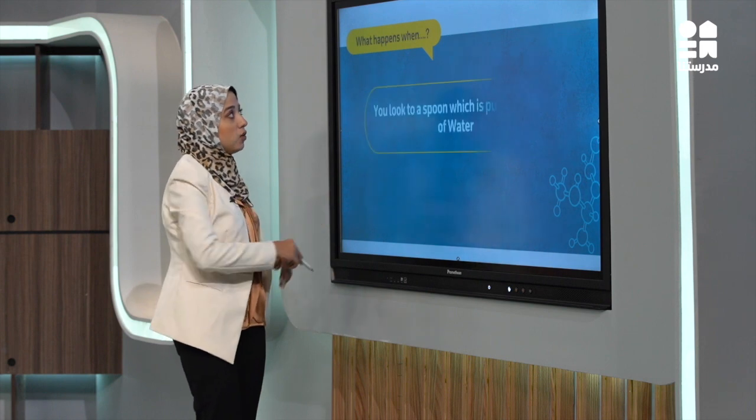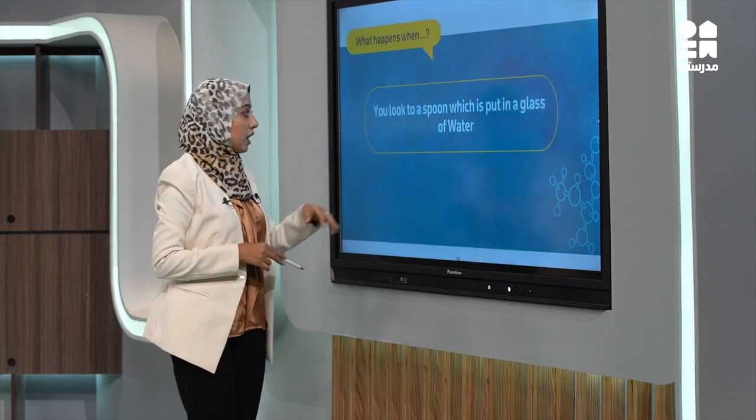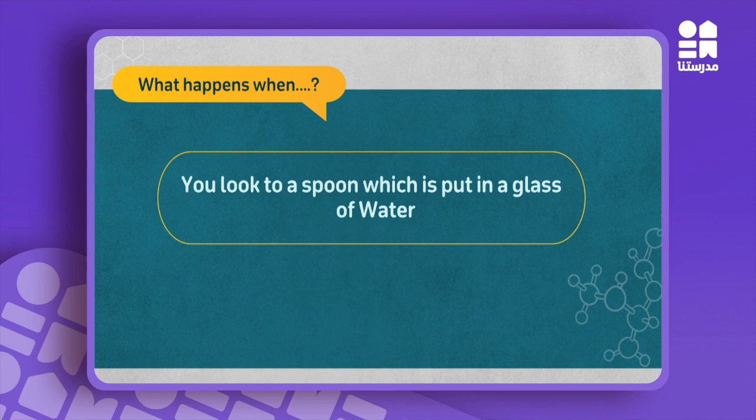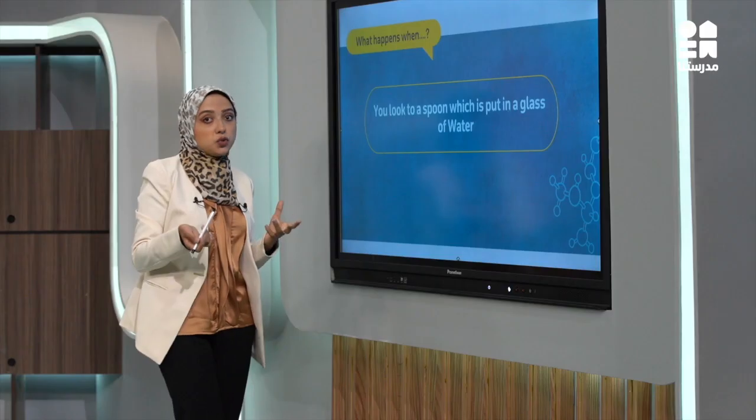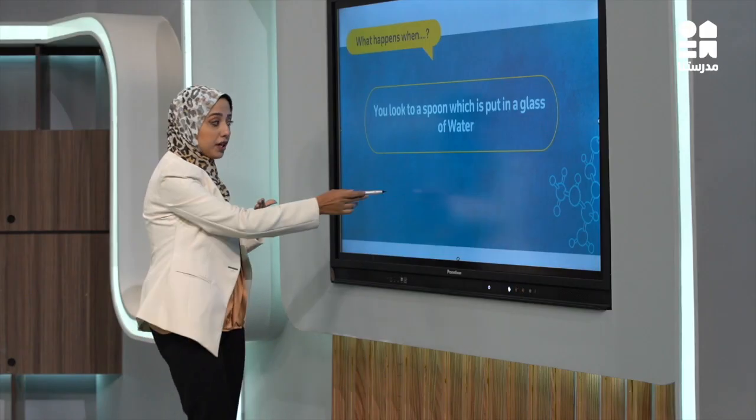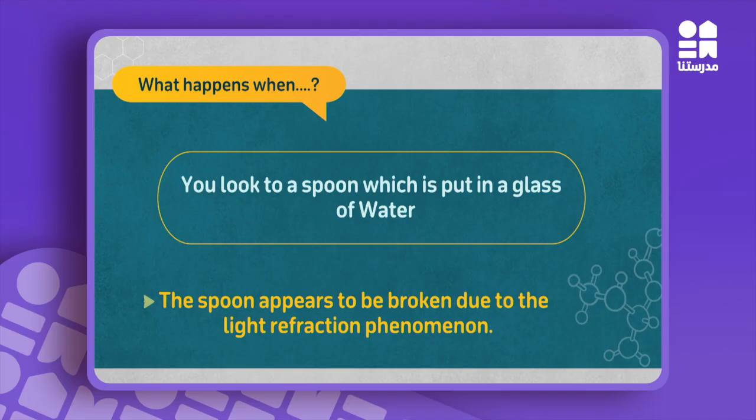Okay, and now what happens when you look at a spoon which is put in a glass of water? هنشوف ايه؟ We will see it as if it's broken, right? So the spoon appears to be broken. Why? Due to the light refraction phenomenon.